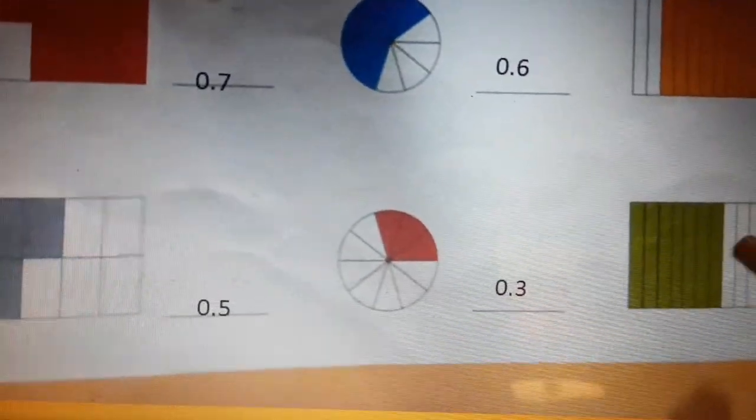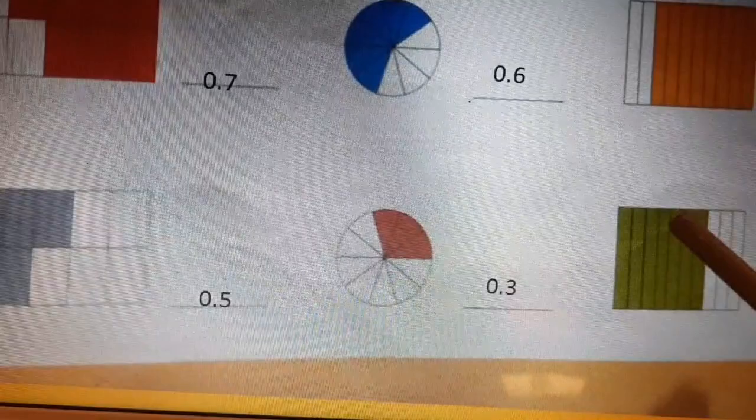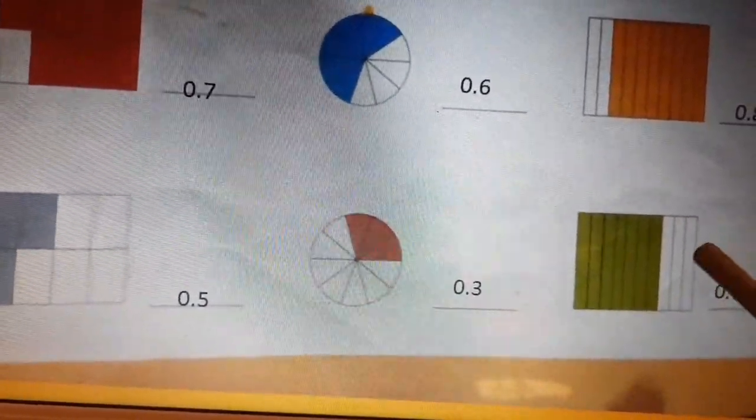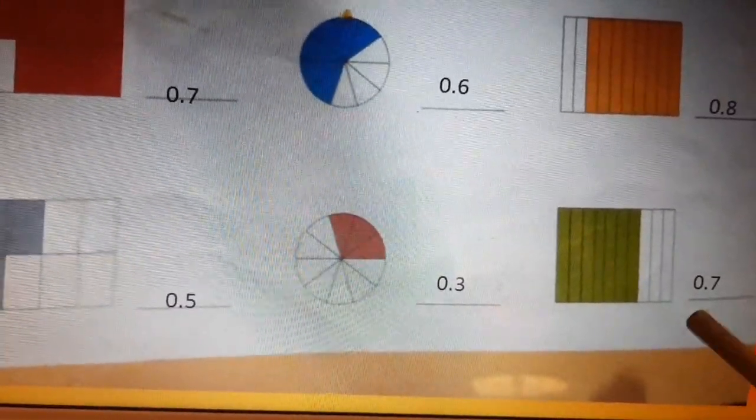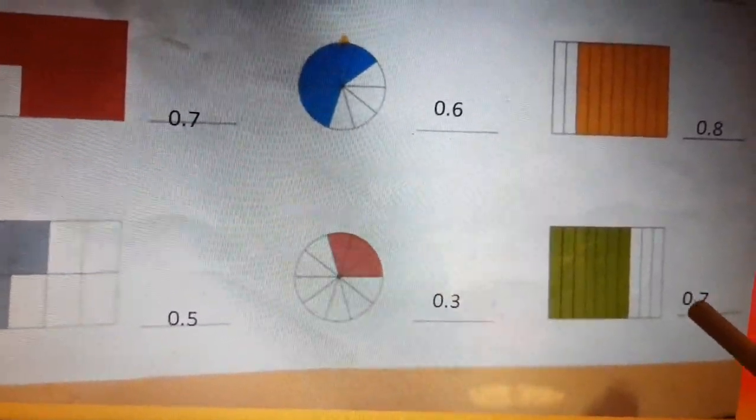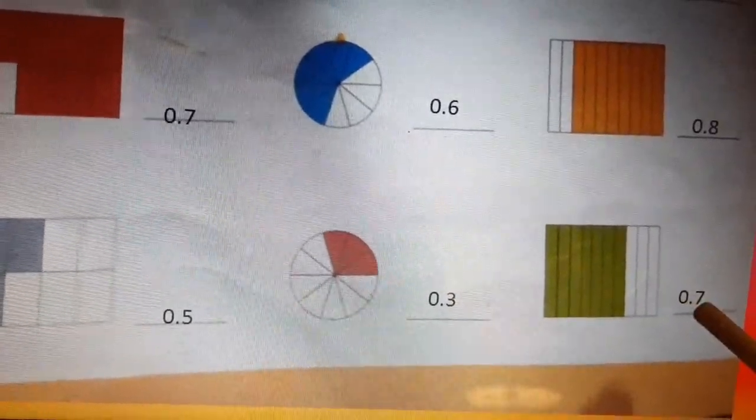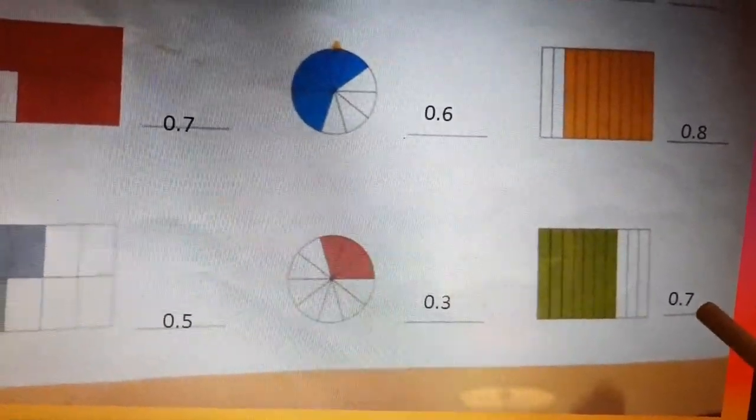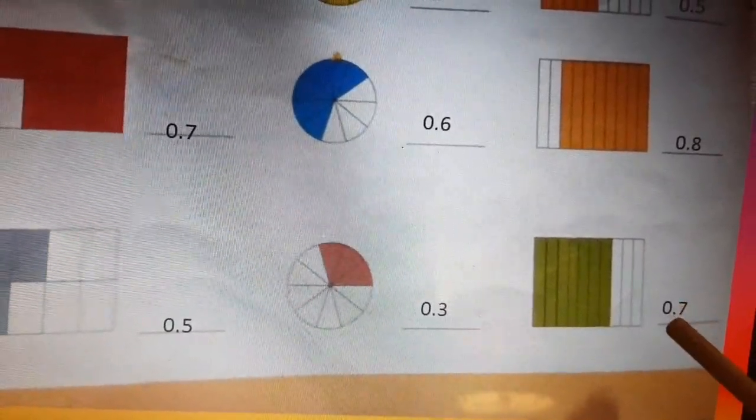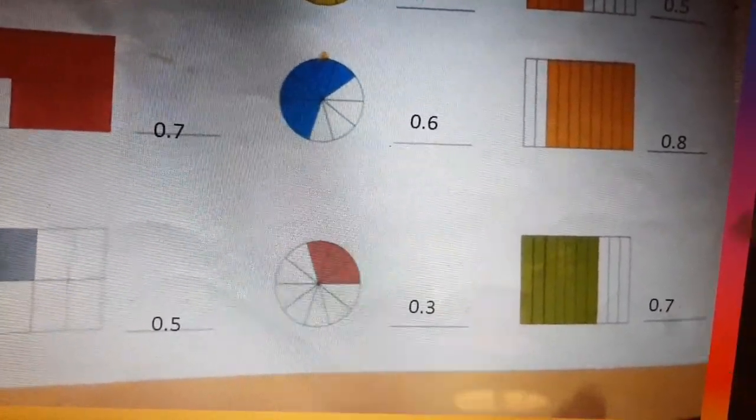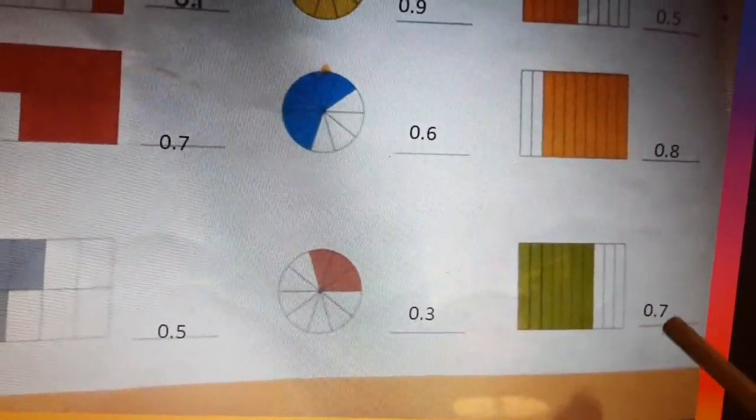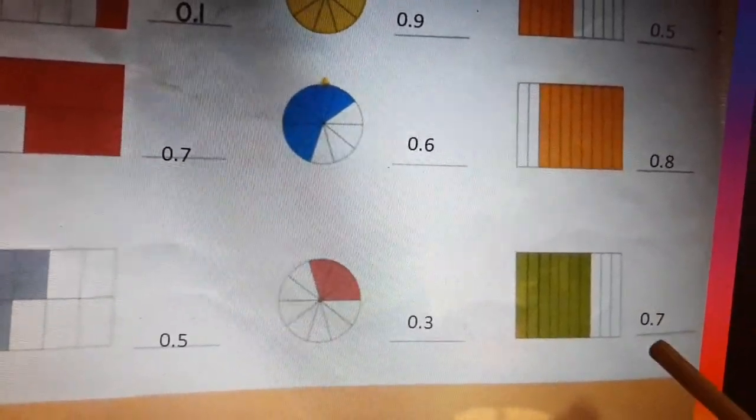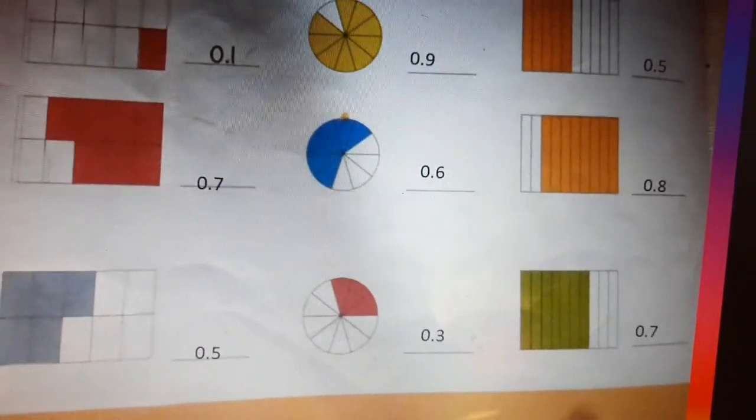The last one. How many colored parts here? 1, 2, 3, 4, 5, 6, 7. 7 out of 10. We can write 7 out of 10 as a decimal. At first, put the decimal point. After the decimal point, put the colored parts. We have 7. This is 7/10. Again, 7/10. Thank you, my students.